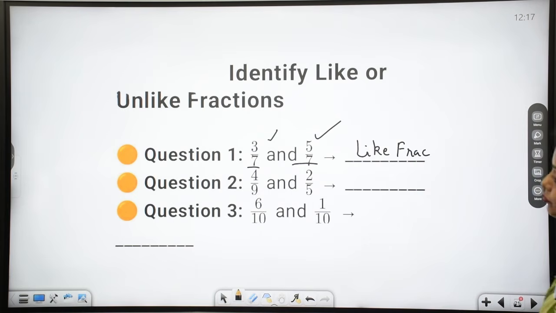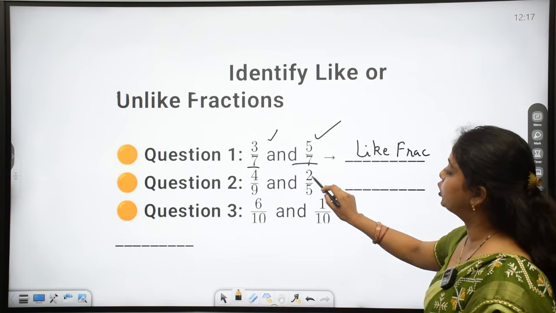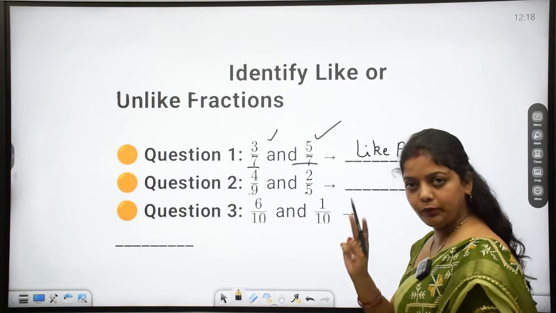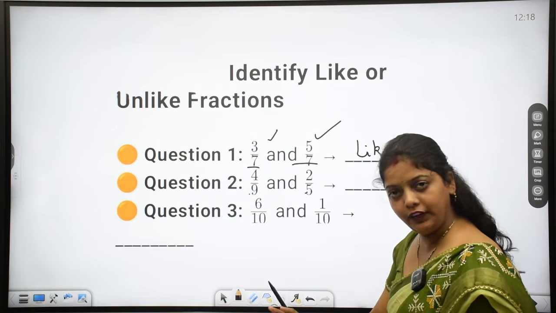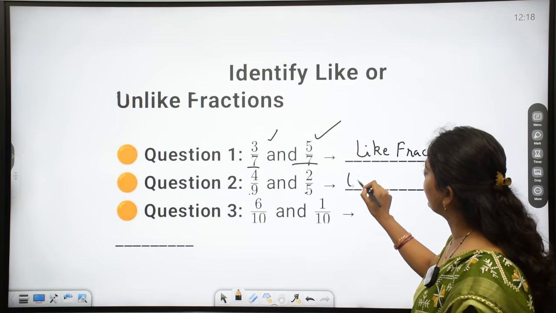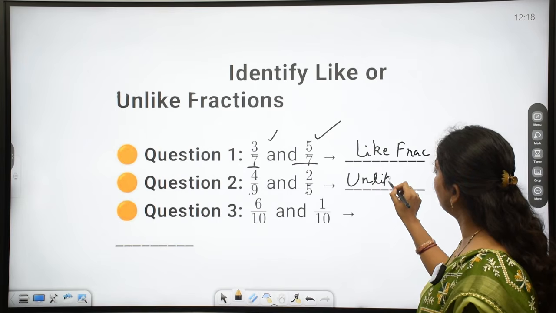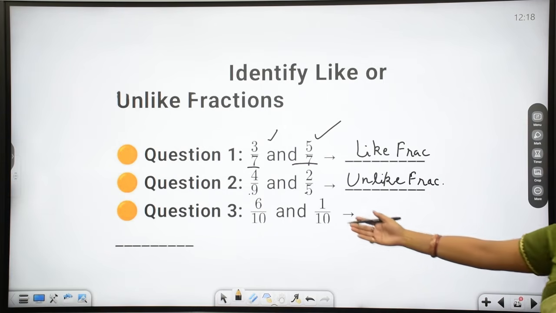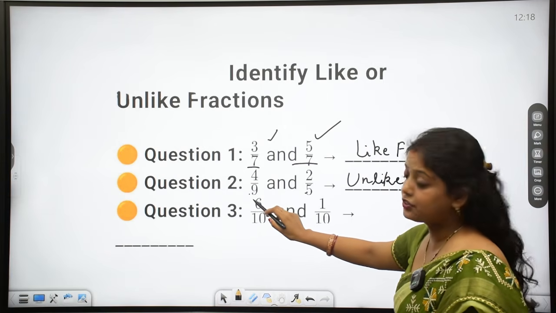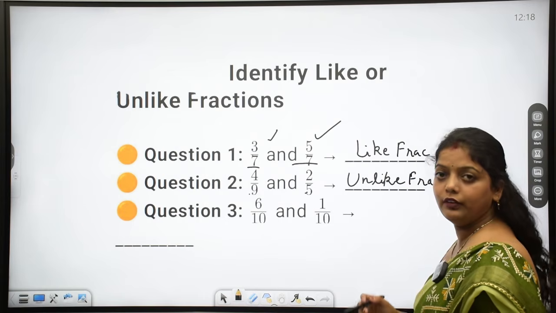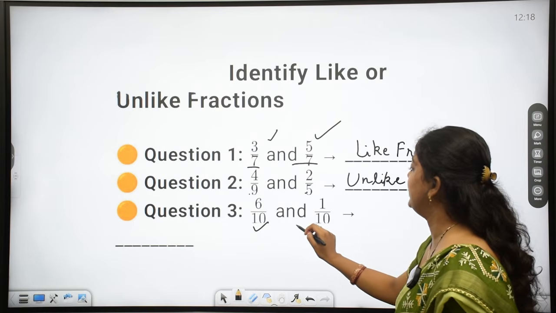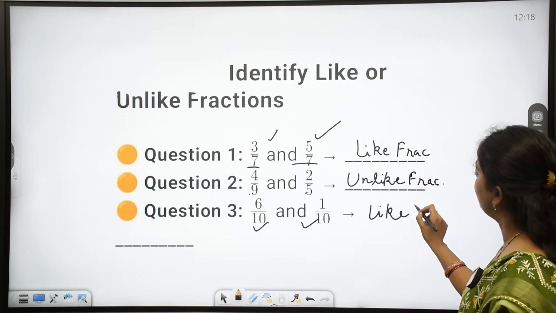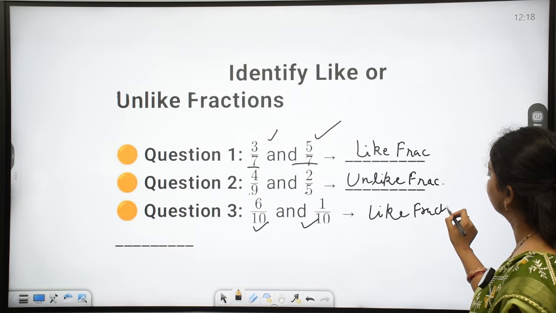In question number 2, 4 upon 9 and 2 upon 5 are given. 5 and 9, 2 denominators are there. Both are different, so we will consider it an unlike fraction. And the last question is there. 6 upon 10 and 1 upon 10. These two fractions have the same denominator, that is 10. So it is a like fraction.